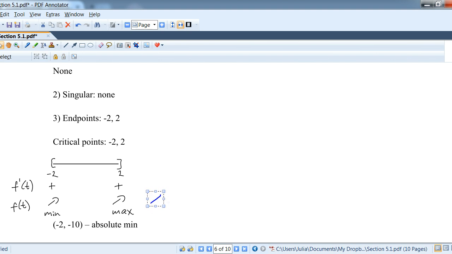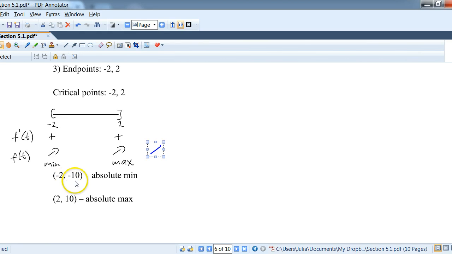And then you can find the y values. And again, because it's only a single minimum, and it's a continuous function on a closed interval, we have absolute min at that point. And we have absolute max at the other endpoint.